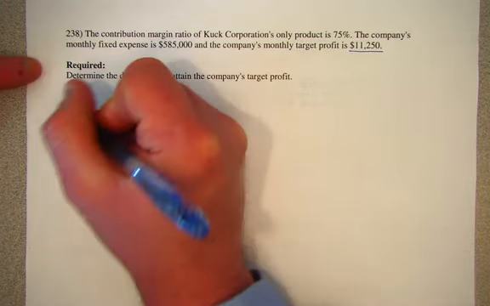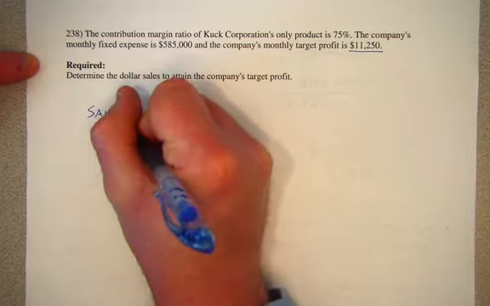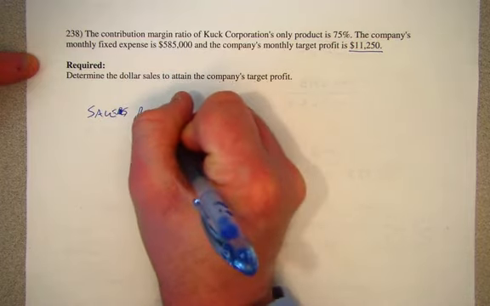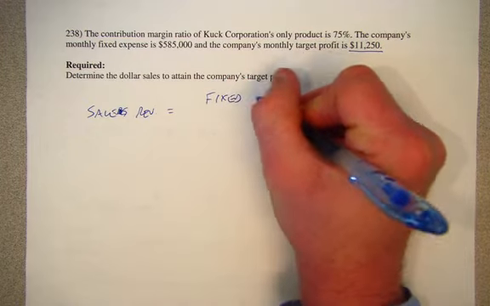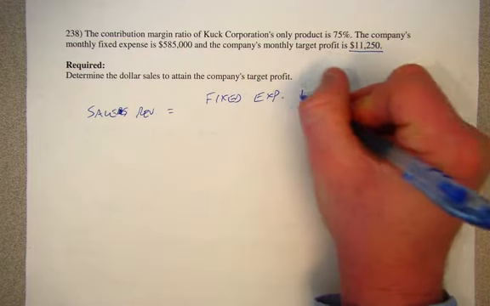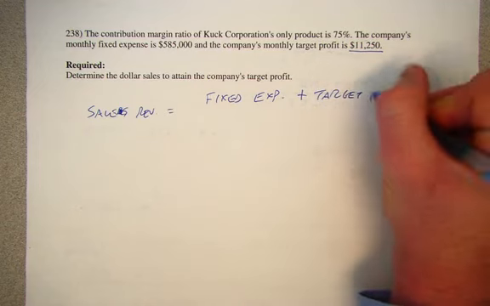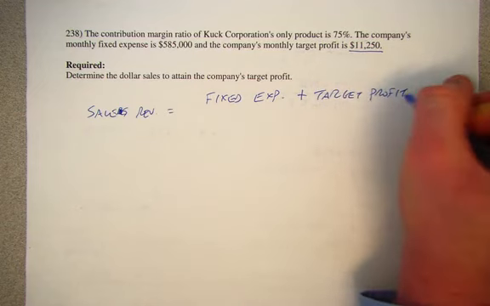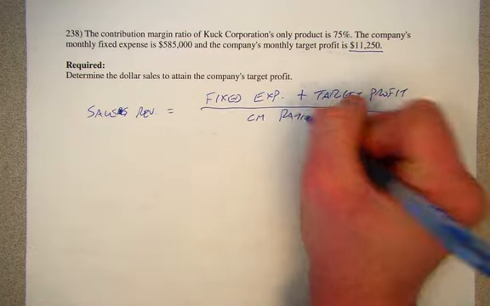Well, your general formula is going to be this here. So sales revenue in terms of dollars is going to be your fixed costs or your fixed expenses plus the target profit, and we're going to divide all of that by our contribution margin ratio.